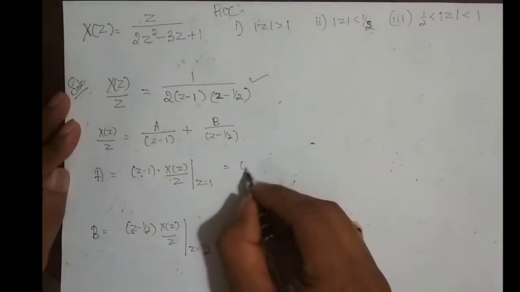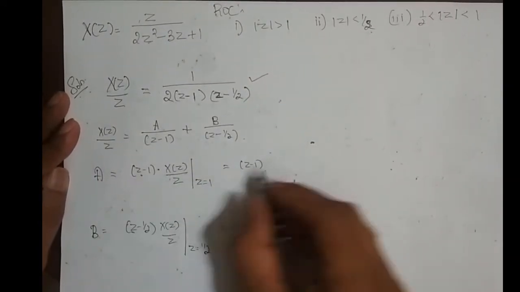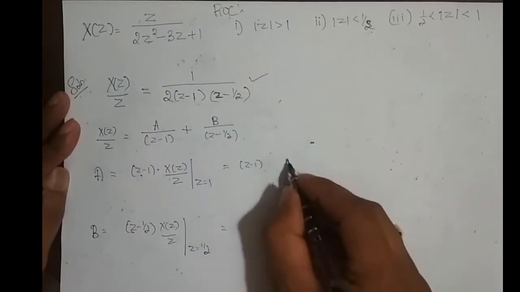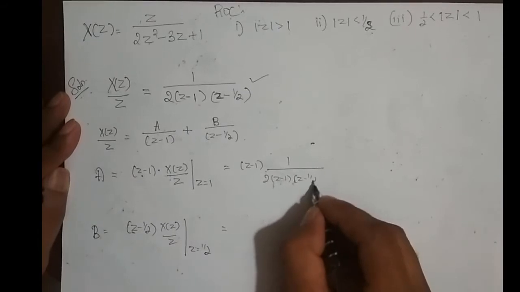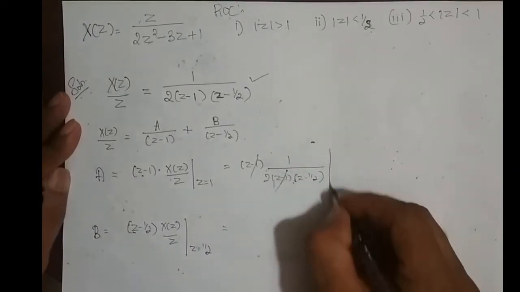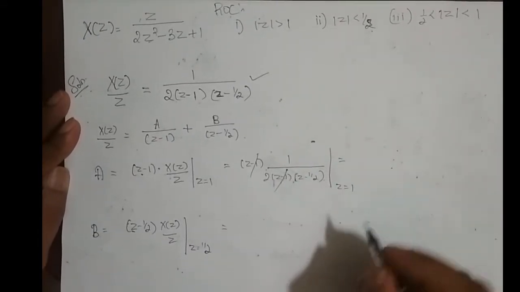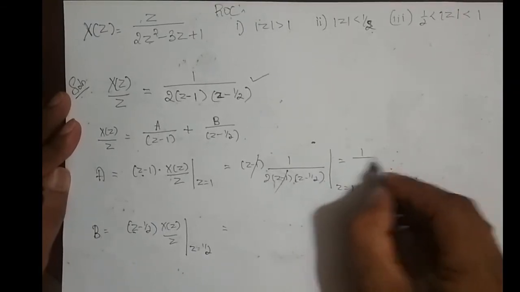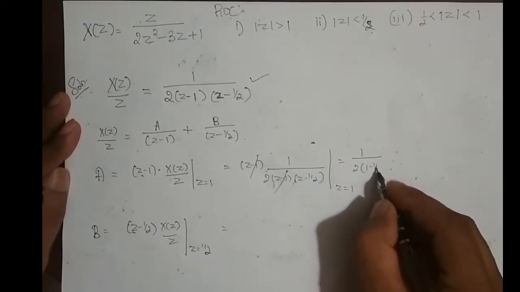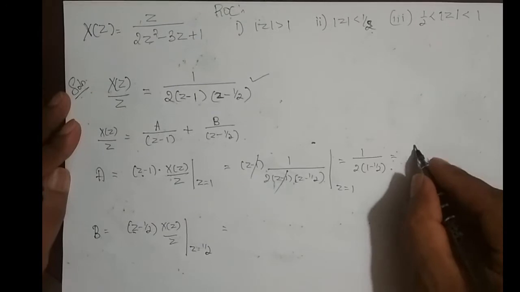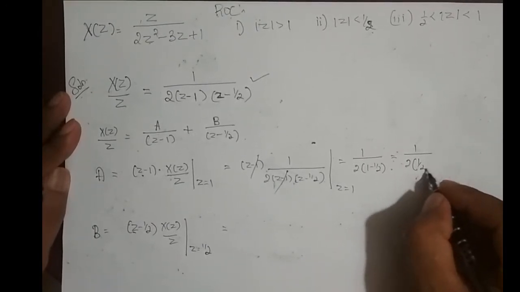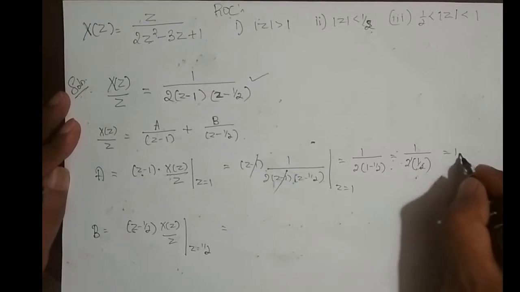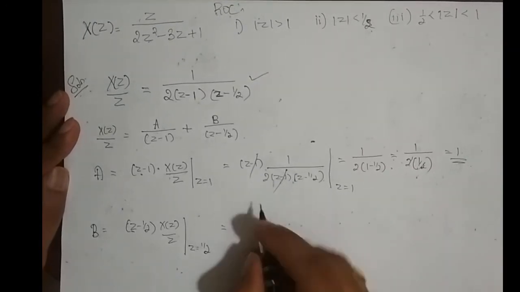If I plug those values, (z − 1) into X(z)/z is 1 divided by 2 into (z − 1) into (z − 1/2). So (z − 1) cancels out. I put z = 1, so I end up with 1 divided by 2 into (1 − 1/2). This is equal to 1 divided by 2 into 1/2. So 2 cancels out, and it is 1. So A is 1.